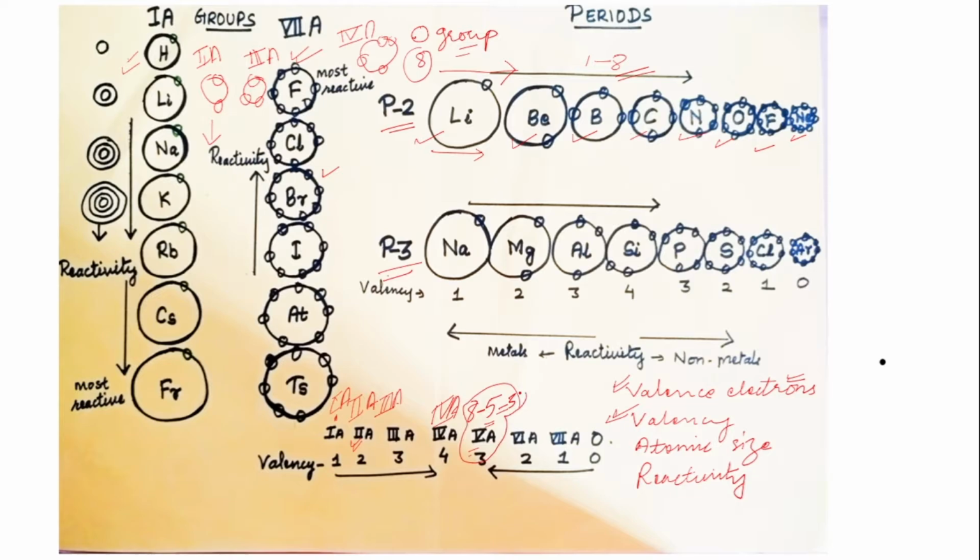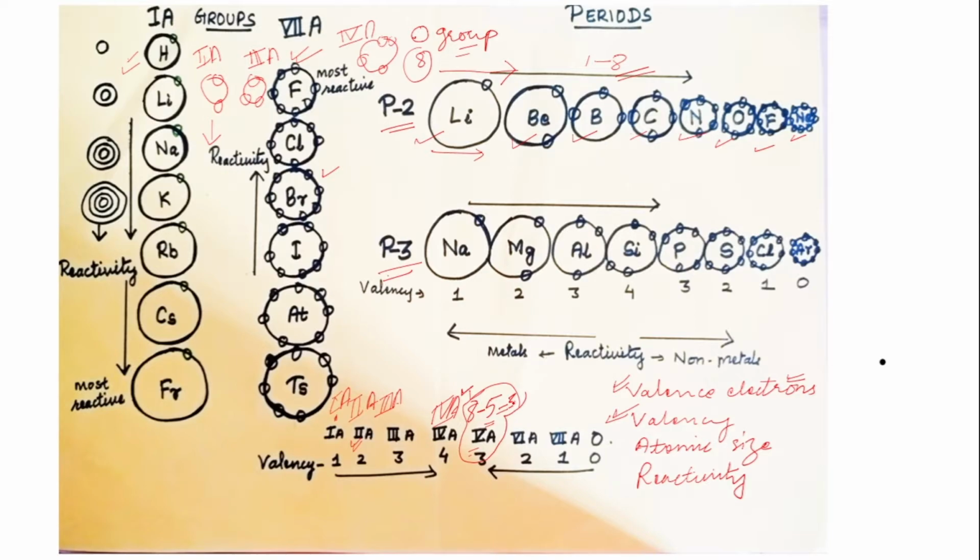We subtract the group number from 8 because 8 is the number of electrons in the octet state. When an atom is in the octet state, the number of valence electrons is 8, right? 8 electrons make an octet in the valence shell. That is why the group number is subtracted from 8 in order to find valency. So for group 5A, valency is 3.